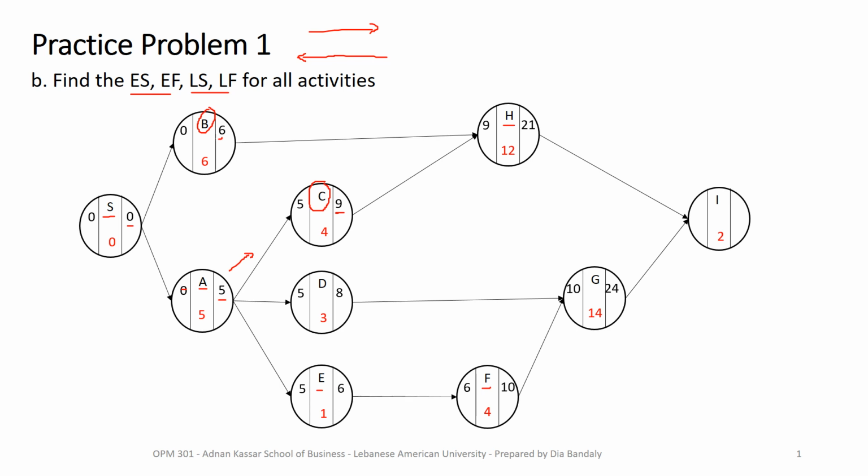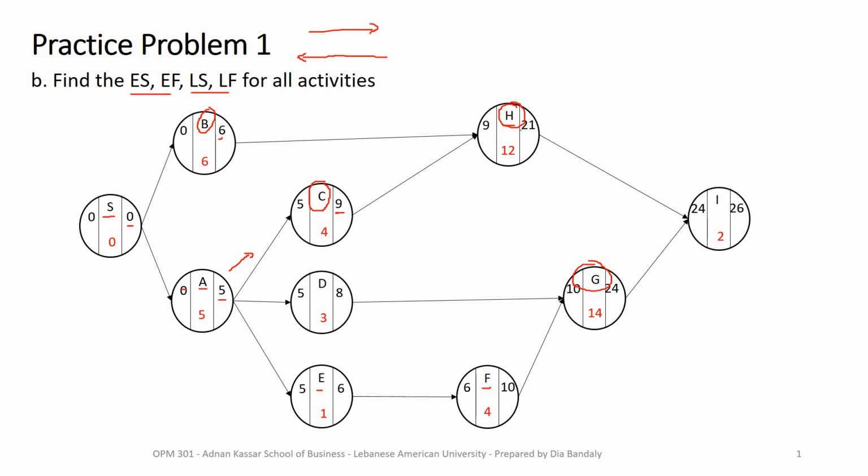And also, I has two immediate predecessors. It has G and it has H, and it has to wait for both of these to be completed. Which means that it has to wait until week 24. So that's 24 here, plus 2, that's 26.